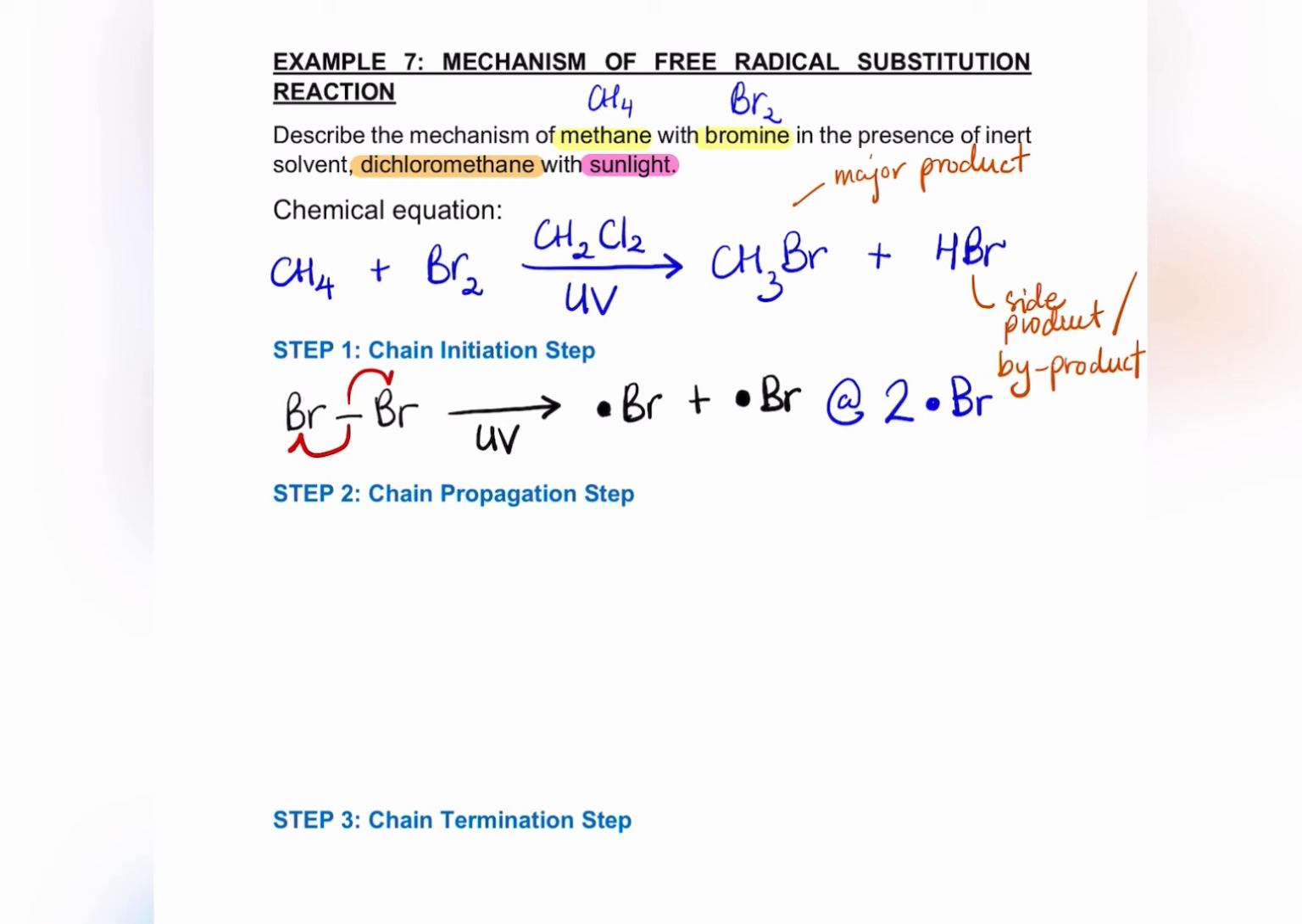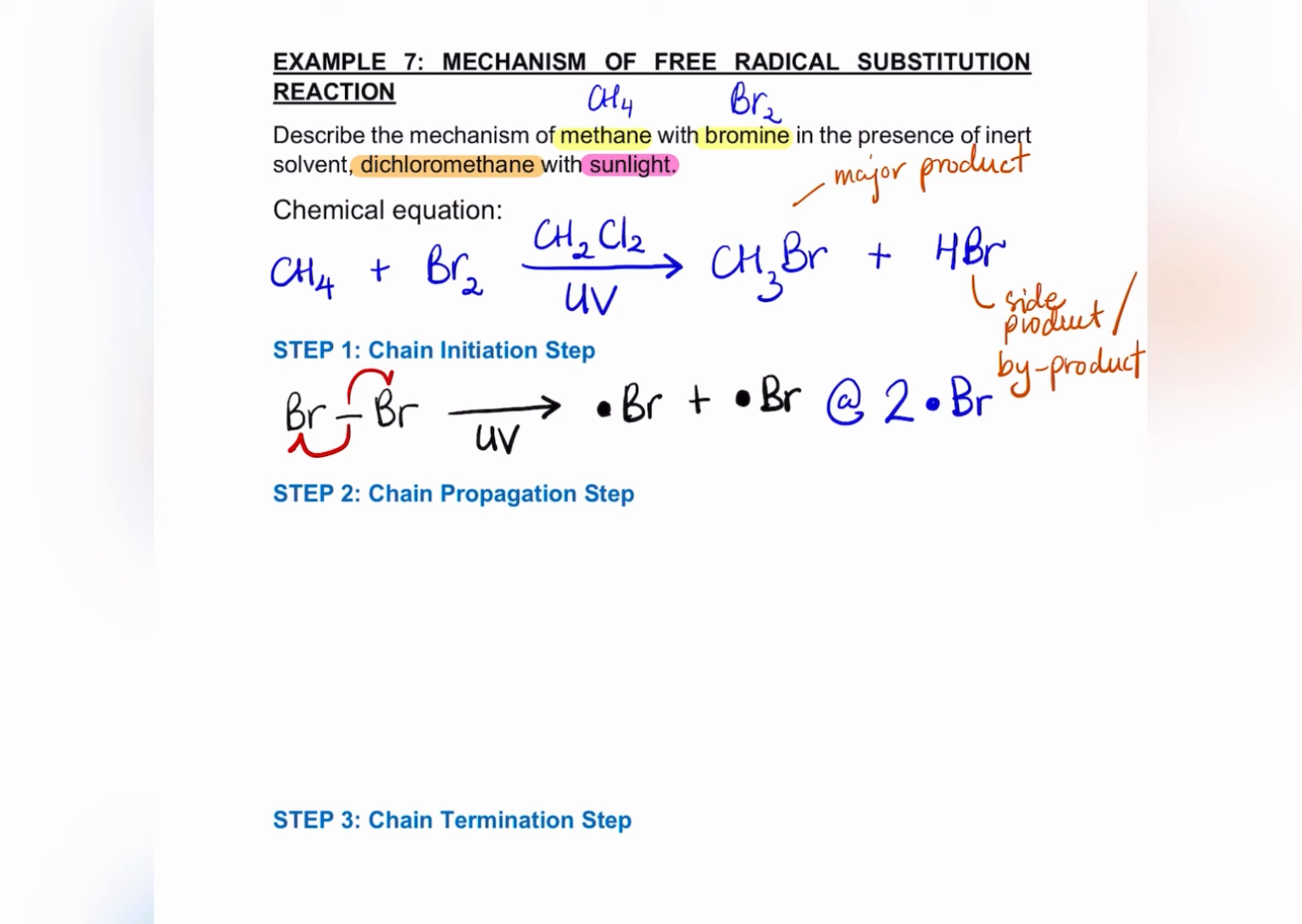And the halogen molecule that we use in this case is Br2. But if the question asks you about methane with chlorine, you can change your equation to Cl2 and this atom here also Cl2. I hope you're clear with step number 1. Next we go to step number 2, the chain propagation step.